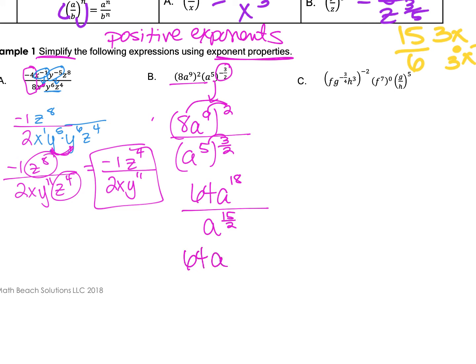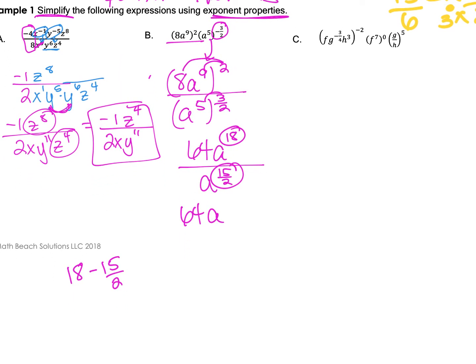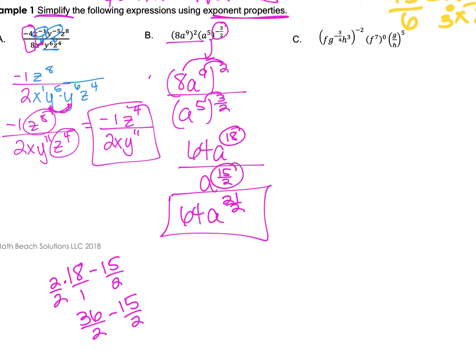Now, notice I have an a on top and an a on bottom. Remember, we subtract these exponents. So you need to do 18 minus 15/2. So my common denominator would be 2. So I would have to multiply this by 2. So that's 36/2 minus 15/2, which would give me 21/2. Again, you can use the calculator. 18 minus 15/2. Just make sure you put it back in fraction form when you're done. So since I can't combine anything else, that would be my final answer.